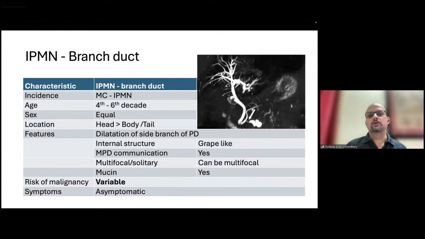Now, this other variant, which has both main duct and branch duct features, has a risk of malignancy similar to that of a main duct IPMN and should be treated as a main duct IPMN.